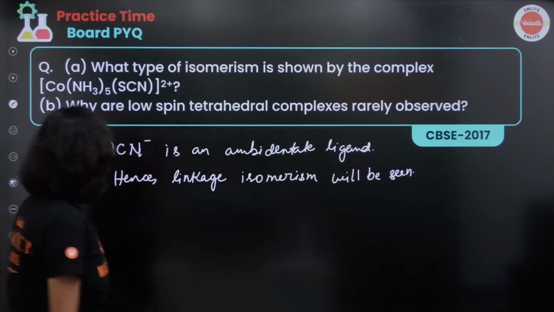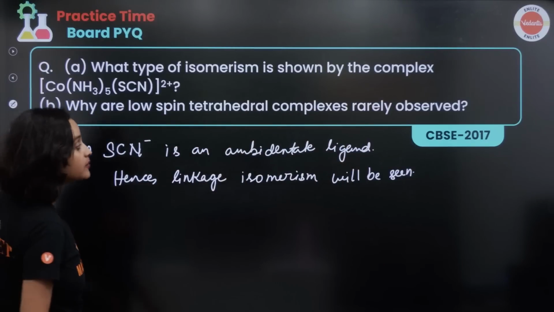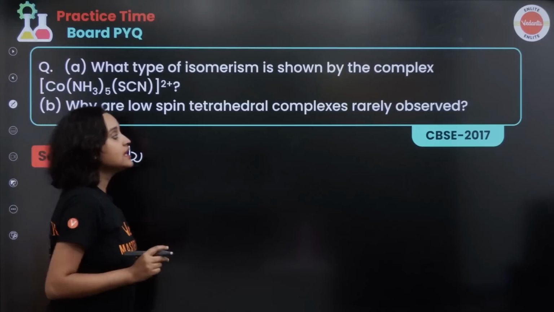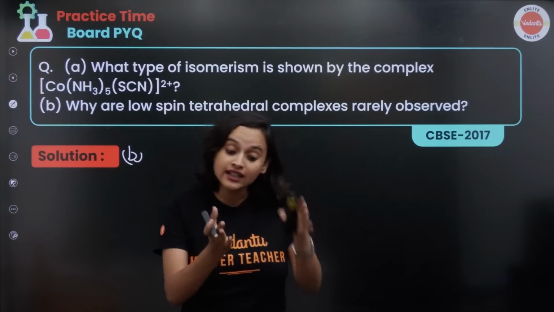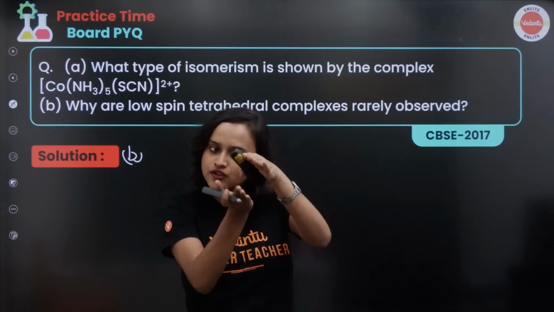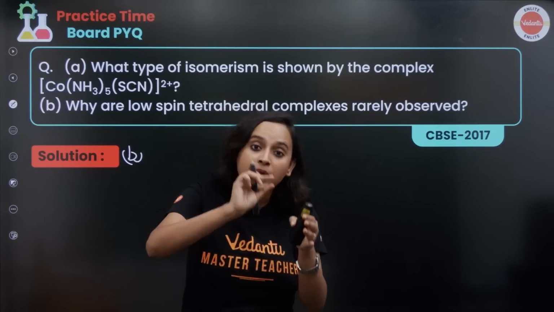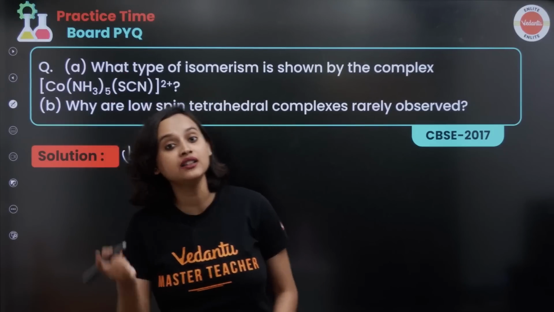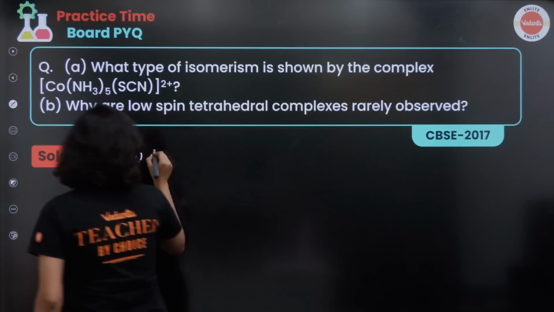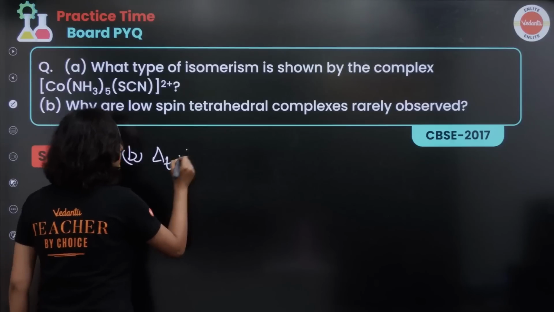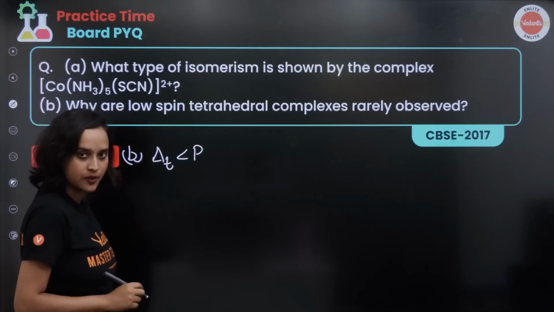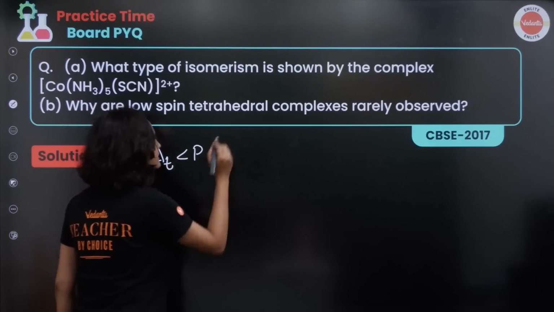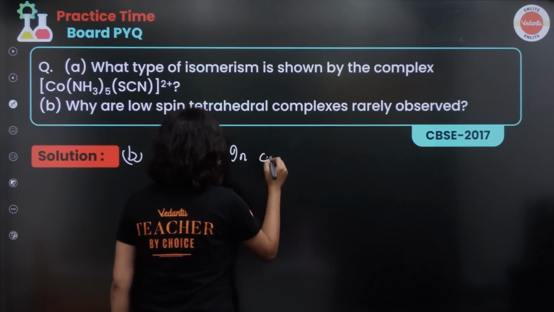Next. Why are low spin tetrahedral complexes rarely observed? This is also very easy, guys. In tetrahedral complexes, the crystal field splitting is very small. That means that pairing energy becomes higher than the splitting. That means we can write that delta T is less than P, where P is the pairing energy. Now let's explain that.